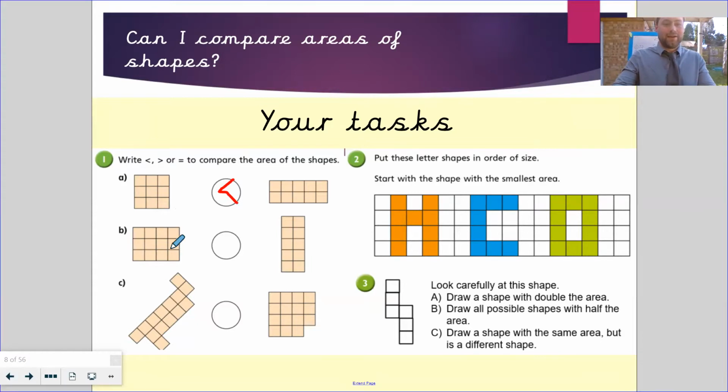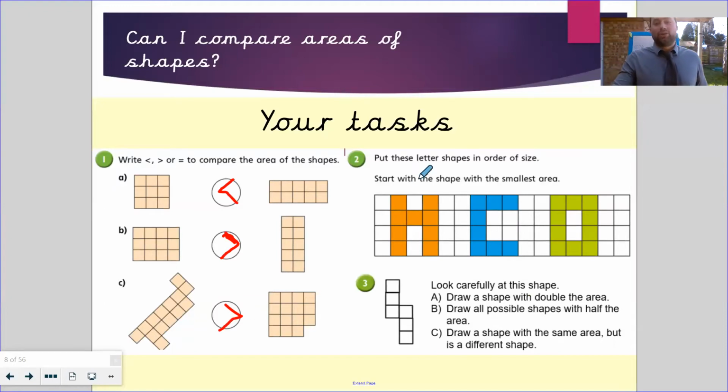Part B, this has an area of 12, and this one here has an area of 10. So this shape, we're going to use this symbol here. It's greater than. Now this shape here, over here, sorry, we count the squares. This has an area of 10, 11, 12, 13, 14. And over here we have an area of 4, 8, 12, 13. So this is greater than that shape.